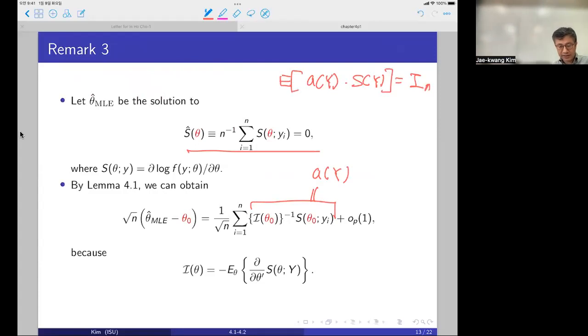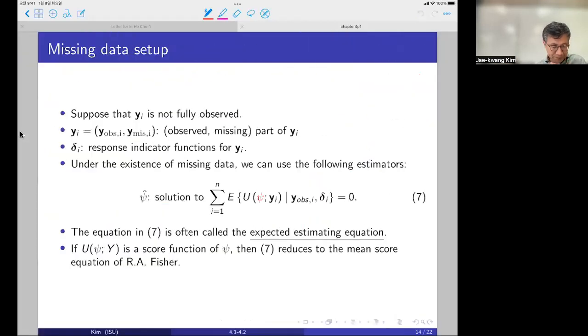That actually has a very strong connection with orthogonality. So that's one implication. But anyway, this is the influence function of the MLE. Now let's move on to the missing data setup.